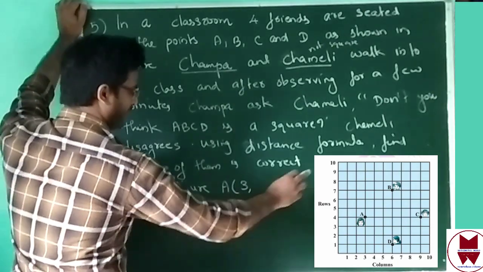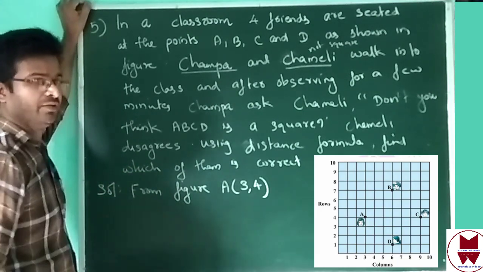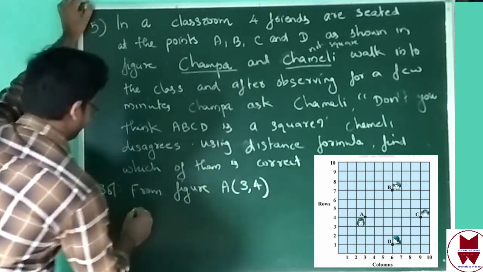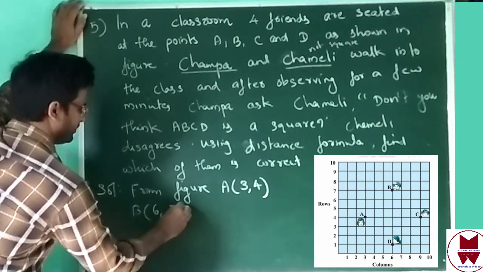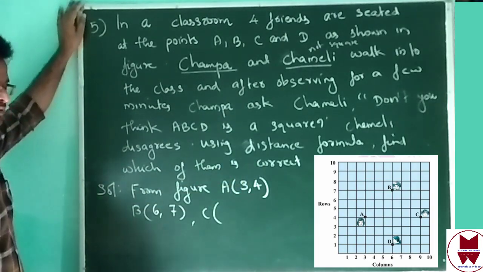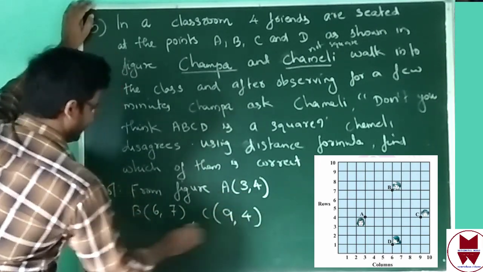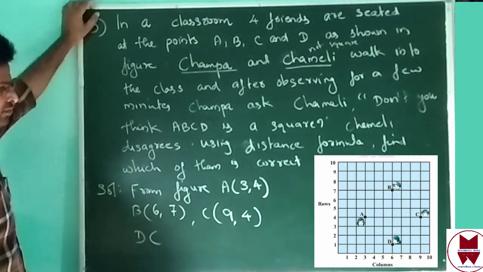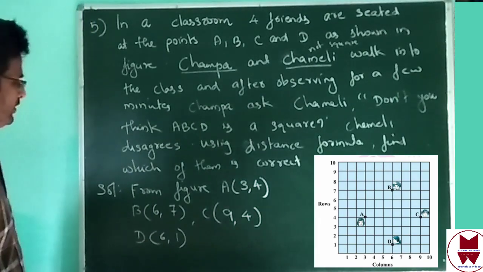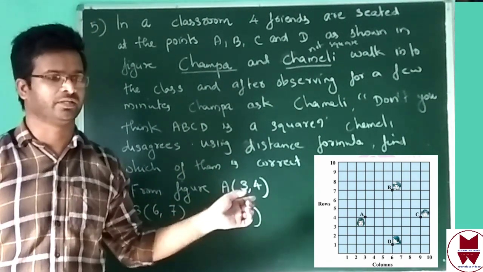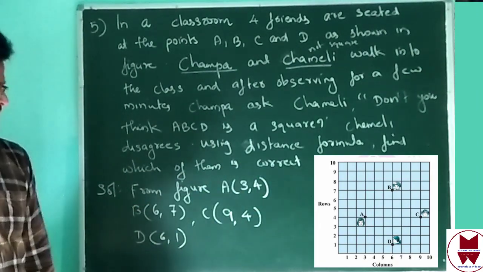On x-axis 3, on y-axis 4. Coordinate of A is (3, 4), from that figure only. Then B, also check it. What is (6, 7). Then C, also check that figure. X value is 9, y value is 4. Then last D. D means 6 and y value is 1. Now we got all the points from this figure only. They are not given in the question. You have to look at that figure, then you can write down all the points.